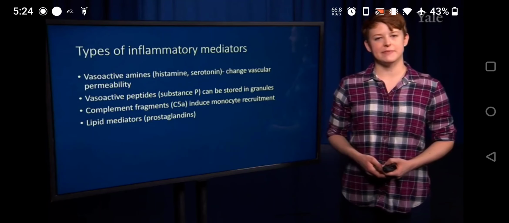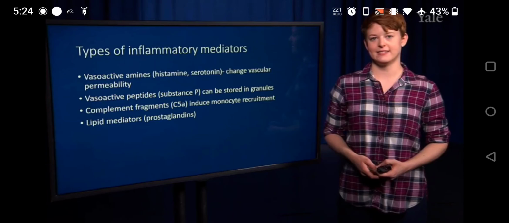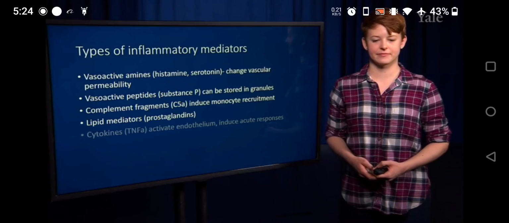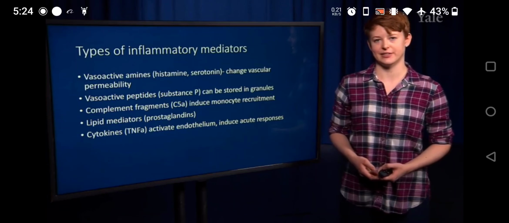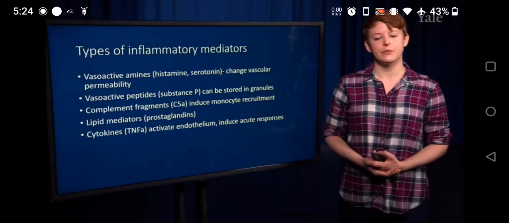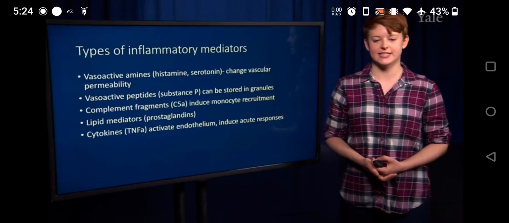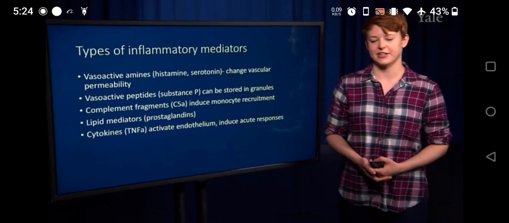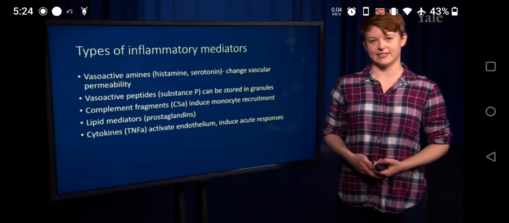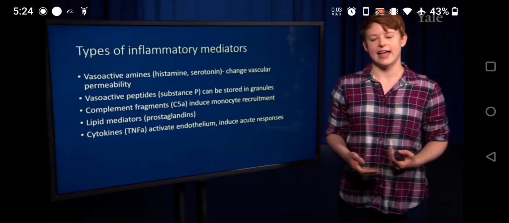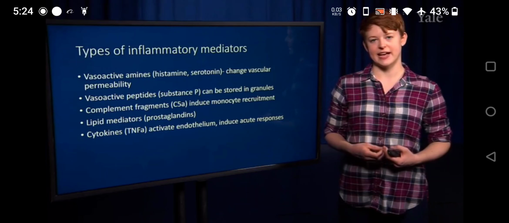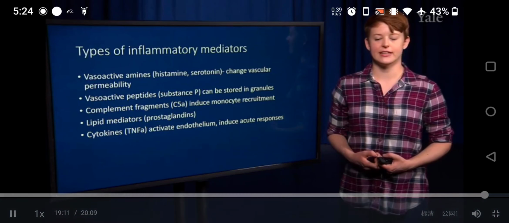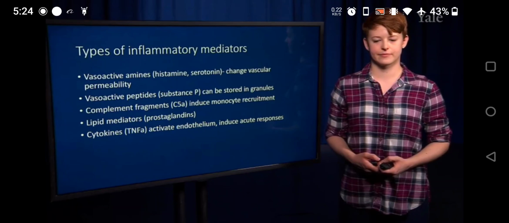We then have lipid mediators such as prostaglandins, which we'll go into a bit more detail about in a second. And then we have our most well-known inflammatory mediators, which would be cytokines such as TNF-alpha. And these can do quite a variety of functions, including activate the endothelium to help your inflammatory cells to bind and exit into the tissue. And they can also help induce an acute response.